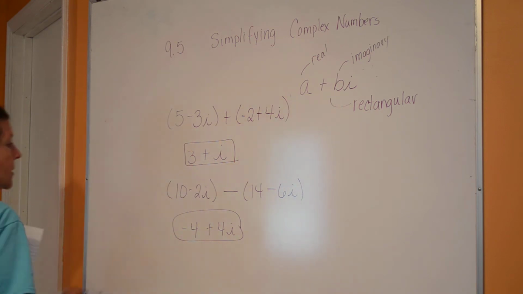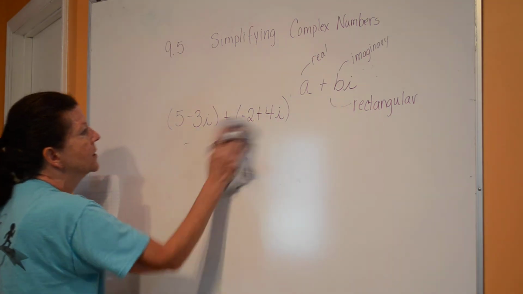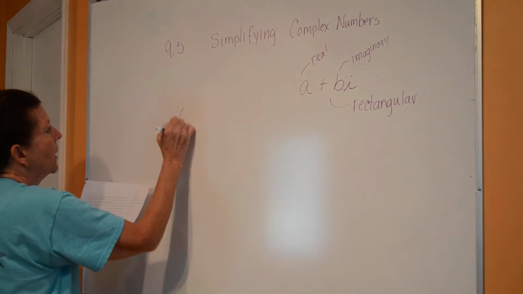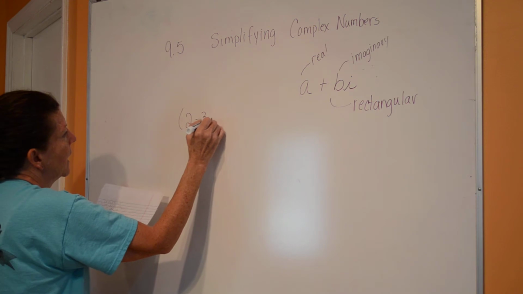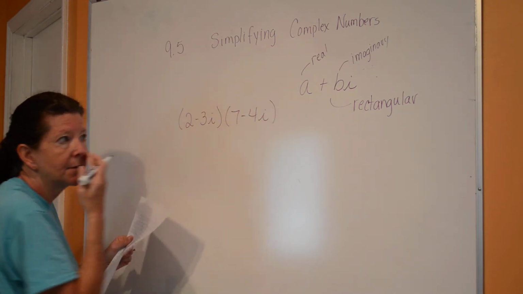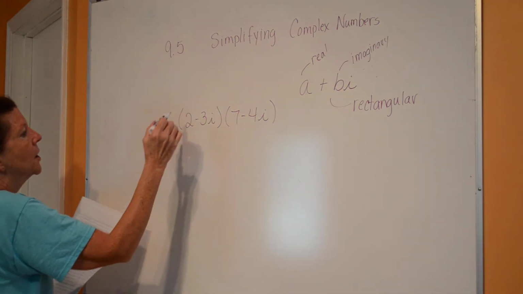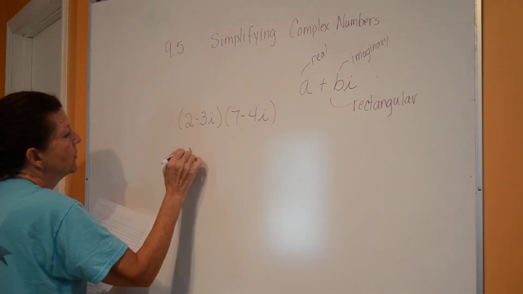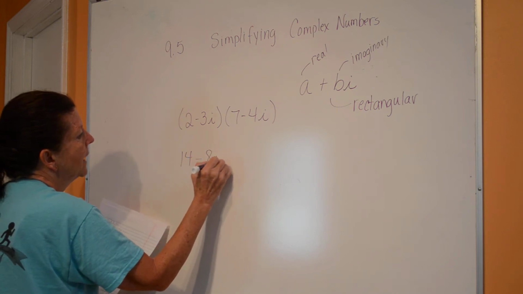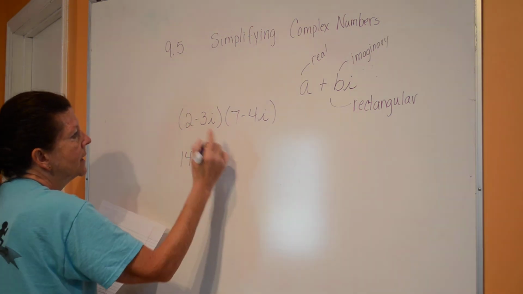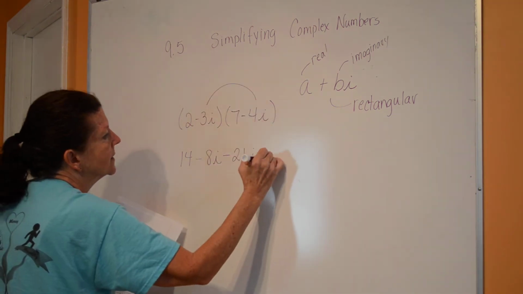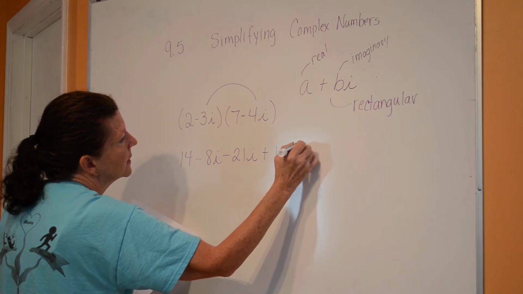You can also multiply these, and this is where our i squared is going to come in. So I have 2 minus 3i times 7 minus 4i, and I'm going to have to do FOIL on this. So I have 2 times 7, which is 14. 2 times -4i is -8i. -3i times 7 is -21i. And last is going to give me 12i squared.